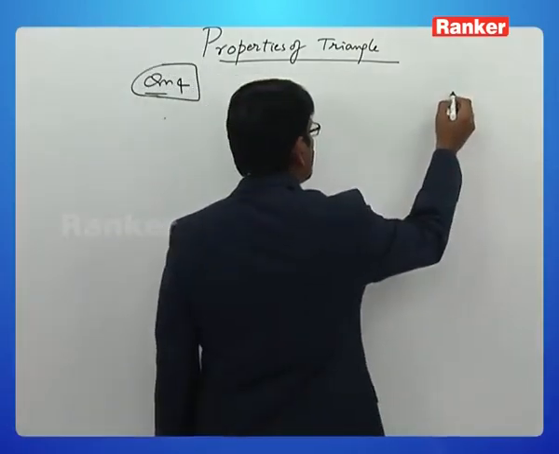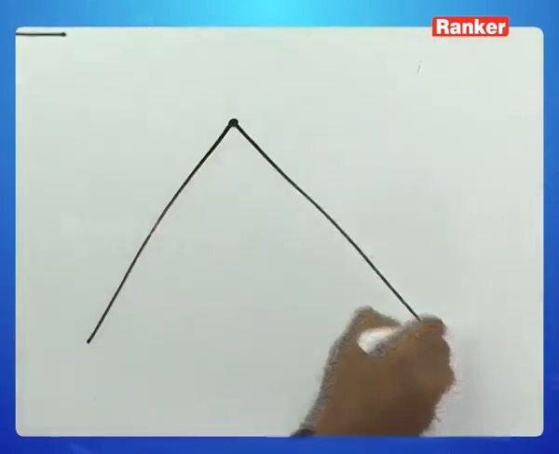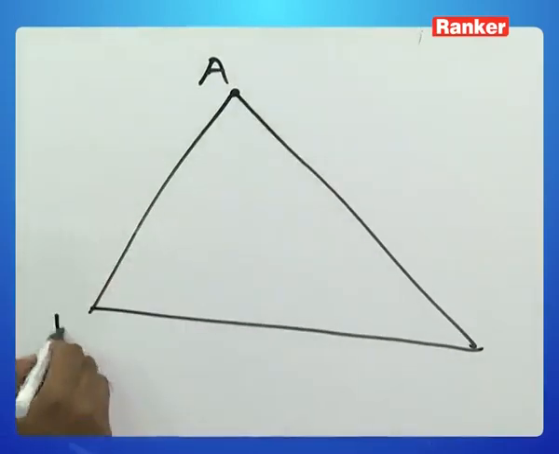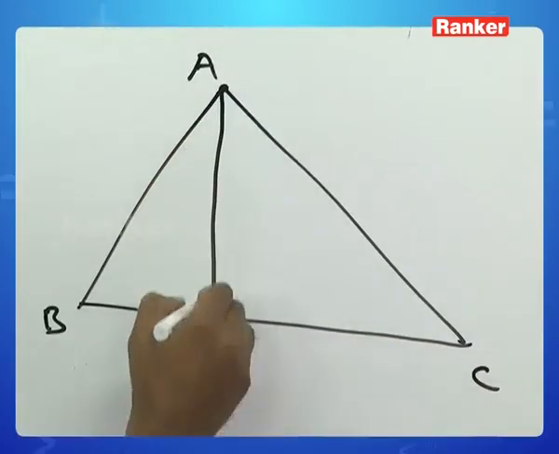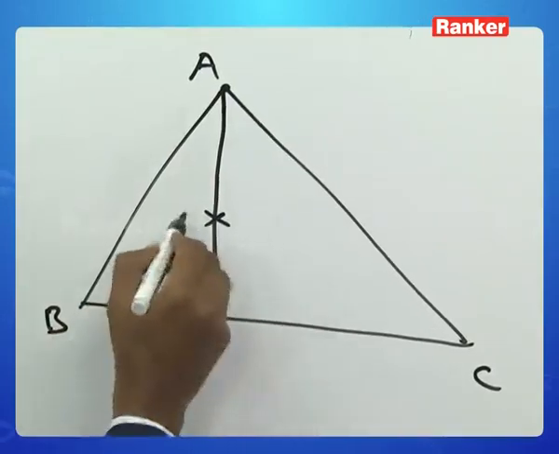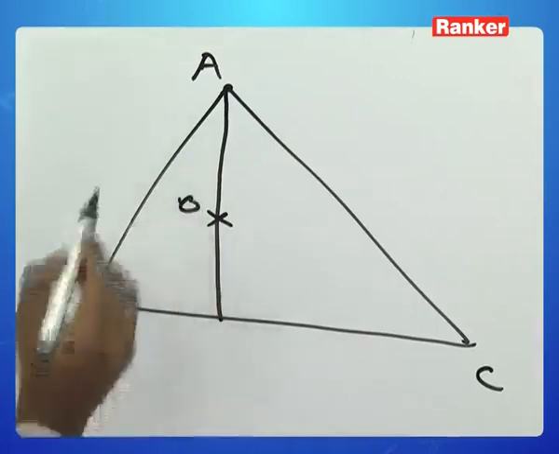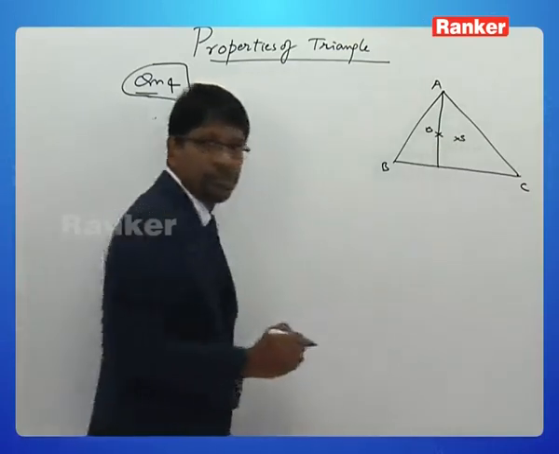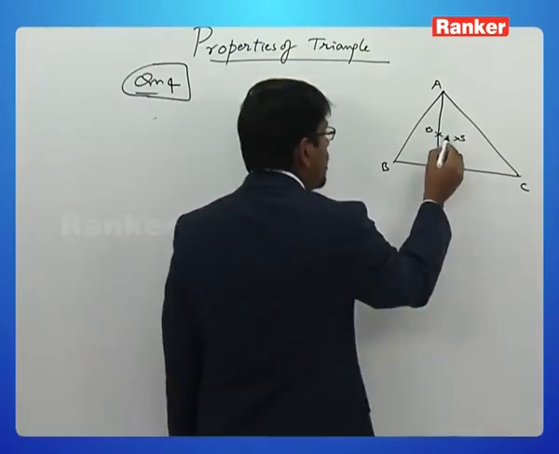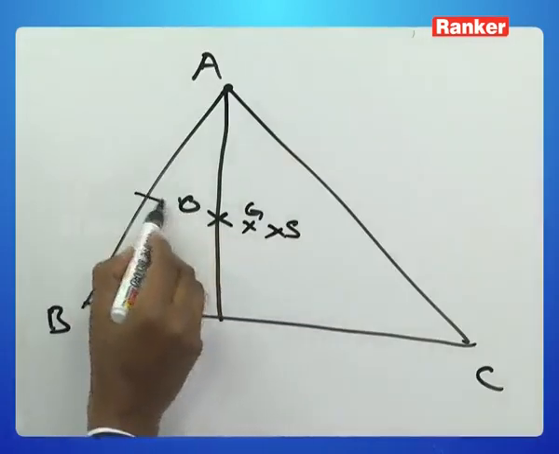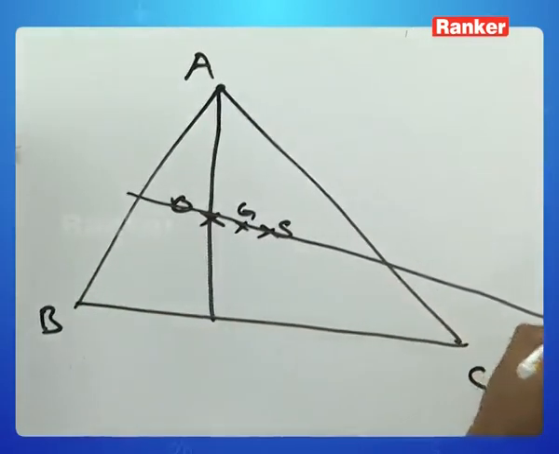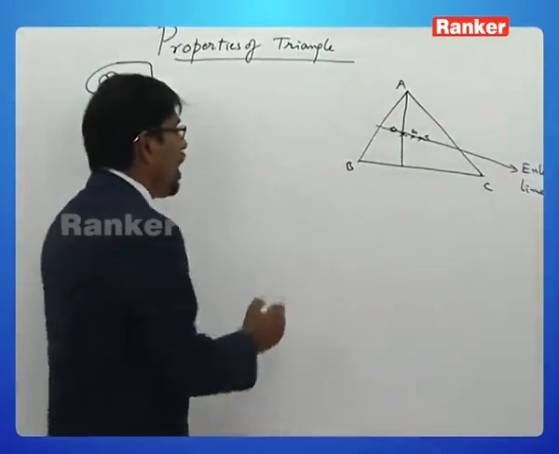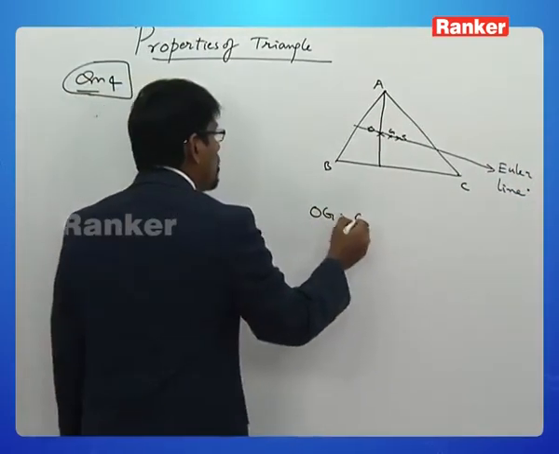Let's have a look here. We have a triangle ABC. Let us say the orthocenter is O here. Let S be the circumcenter. Let G be the centroid. We know that S, G, O have to be collinear. This is called the Euler line. And OG to GS is equal to 2:1.